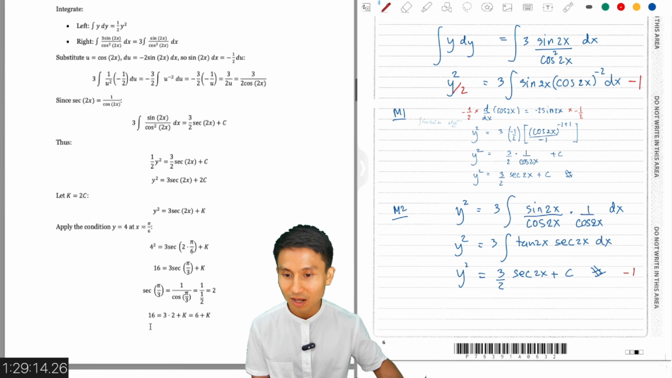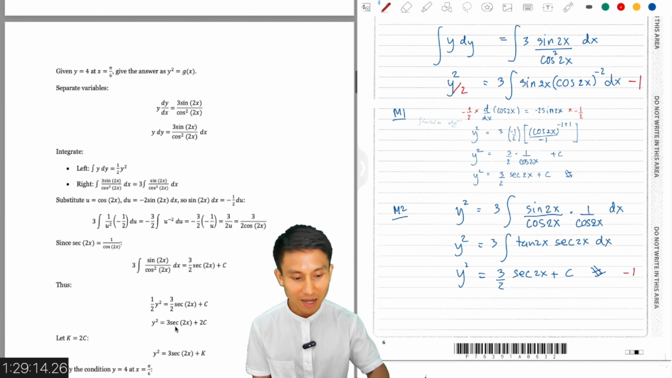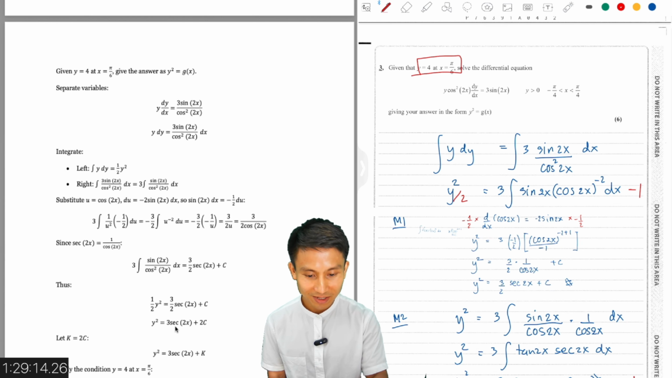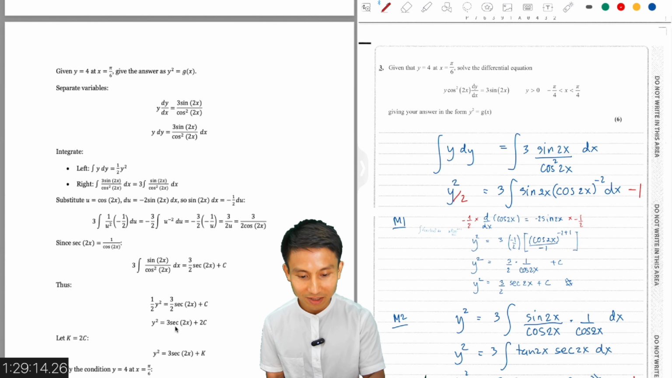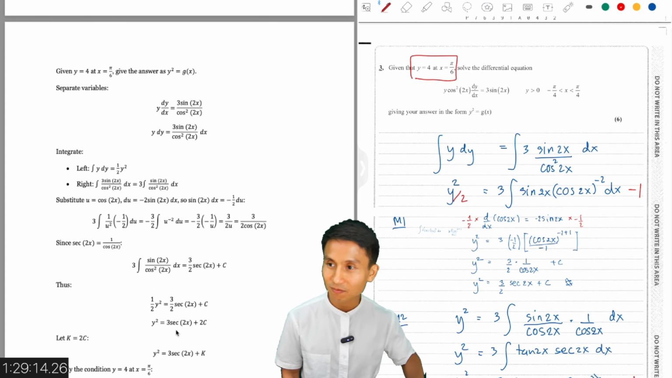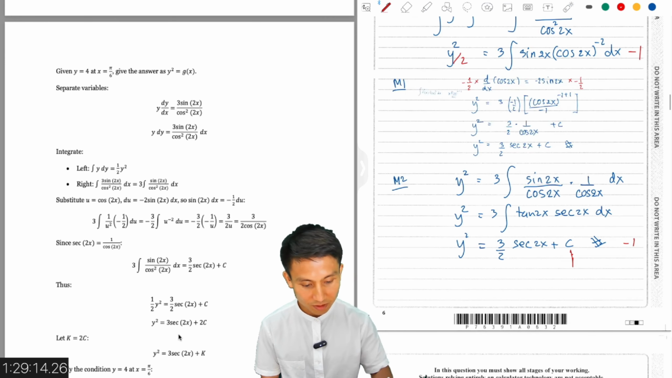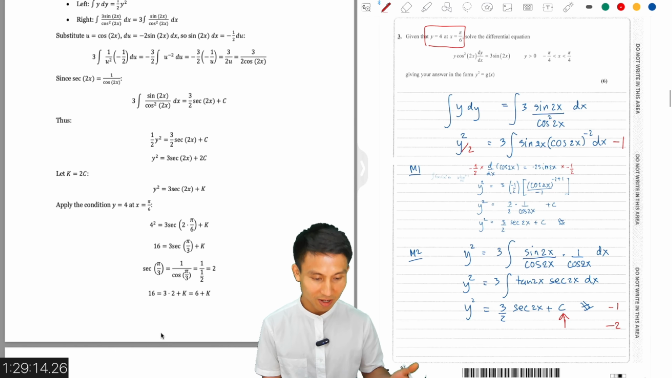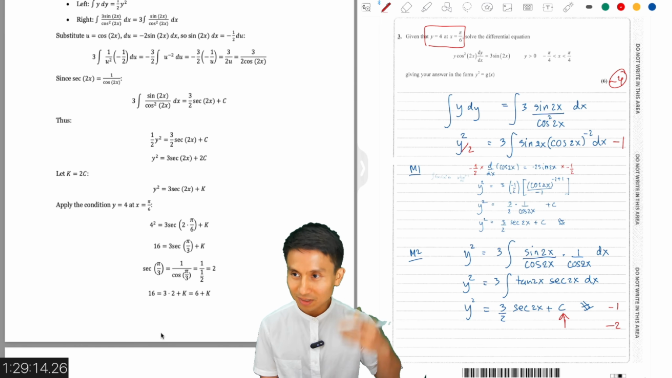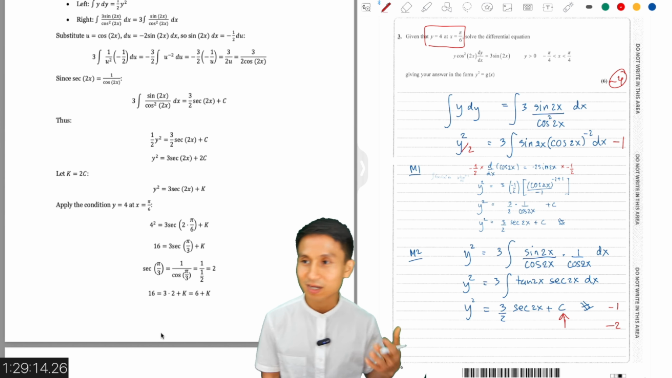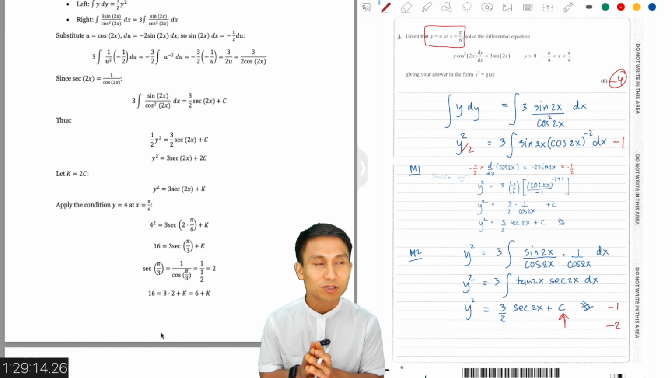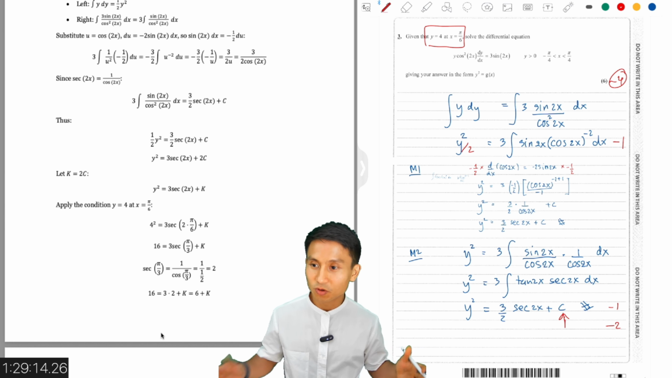And I also forgot to sub the bounds. I blindly didn't see this at all. They gave you the bounds, like the conditions here where you can substitute and solve for this value of c. So I didn't solve that. Probably I lose another 2 marks. So that's horrible. I lost 4 marks here. That's the worst marks that I can get, right? Potentially the worst case scenario, if you know what I mean.